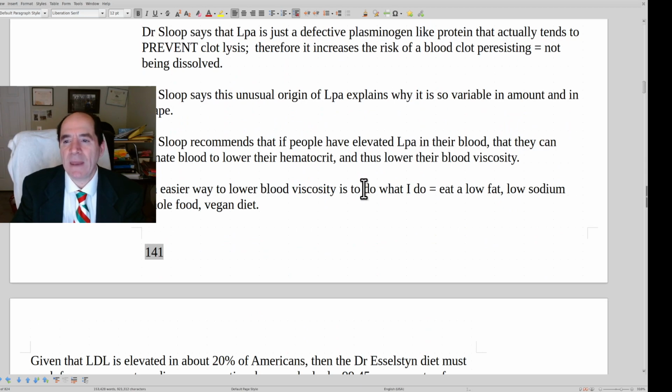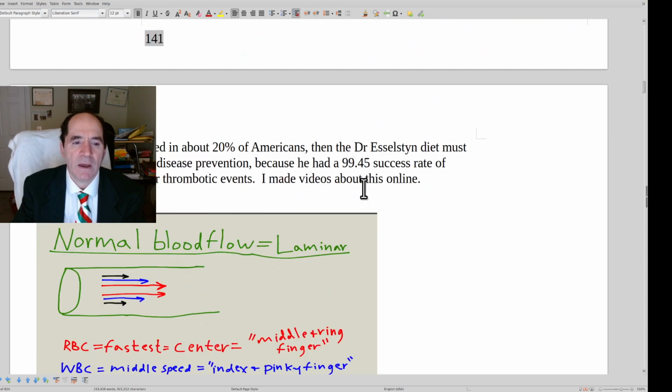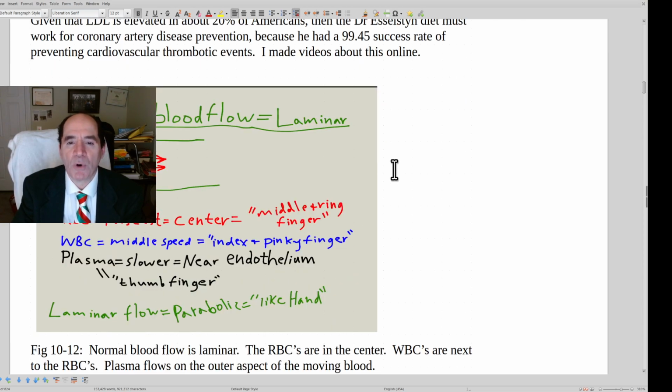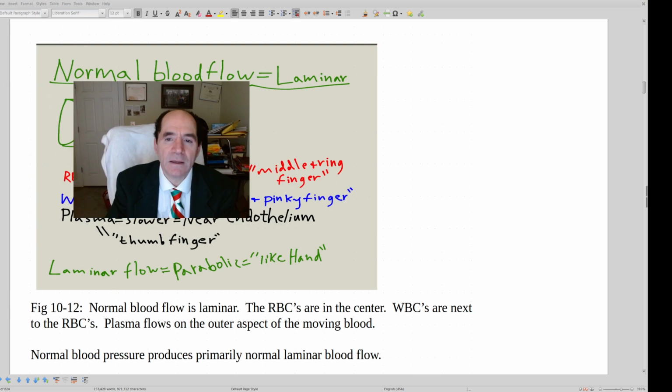Oh, but if you manage your lipids well by being a low-fat vegan, you probably won't have any problems, because up to 20% of people are thought to have elevated LPA. But you know what? Almost nobody. Like Esselstyn has a 99.45% success rate in preventing cardiovascular and thrombotic events for people who follow his diet over the course of 4 years. And so lots of those people must have had elevated LPA. There's more to know about it than that. I made some online videos about that specific topic, but we're not going to get into that anymore here today.